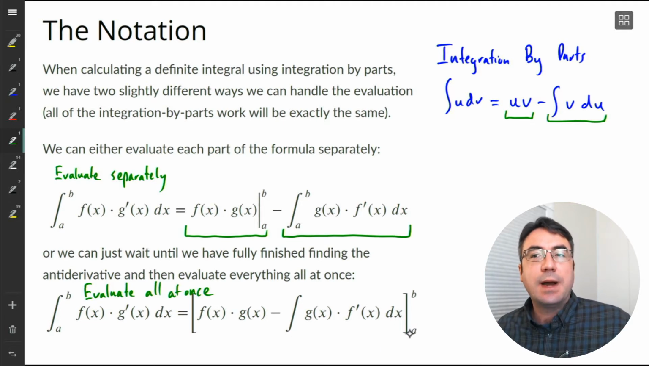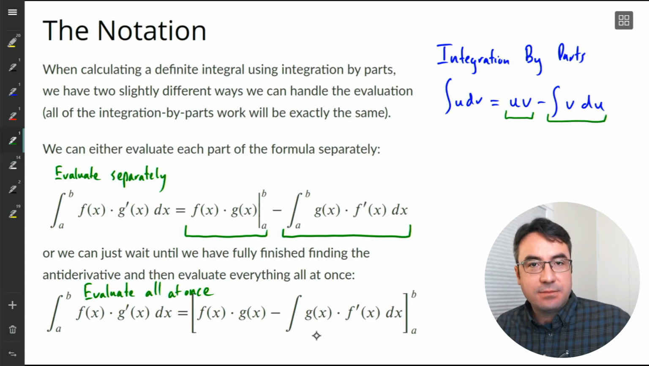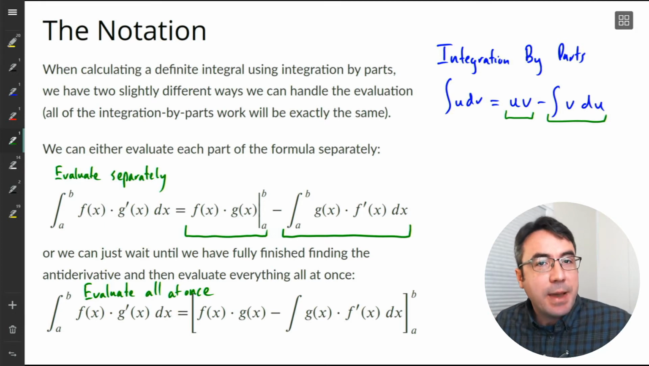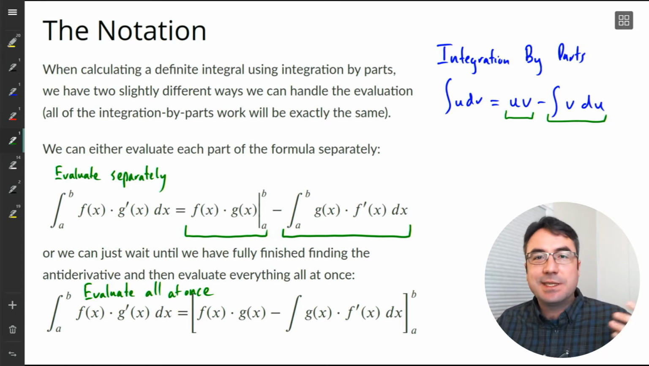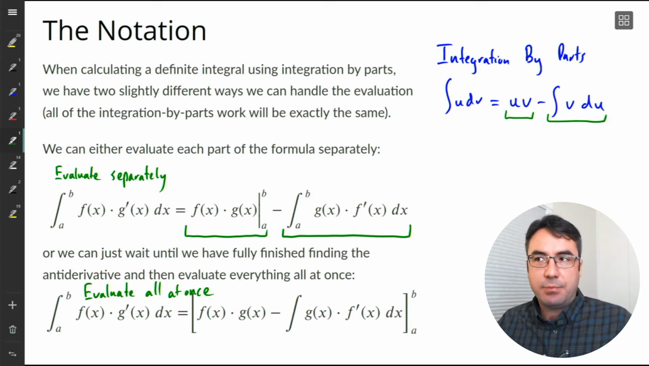So those are really our two options. We can split up the evaluation, evaluating our u times v part and then the remaining integral, or get all the anti-differentiation out of the way and then evaluate once the integration is done. Either way is perfectly fine. Figure out which method you like better, and that's what you should use. You'll get the same answer regardless. All right, so let's try an example.